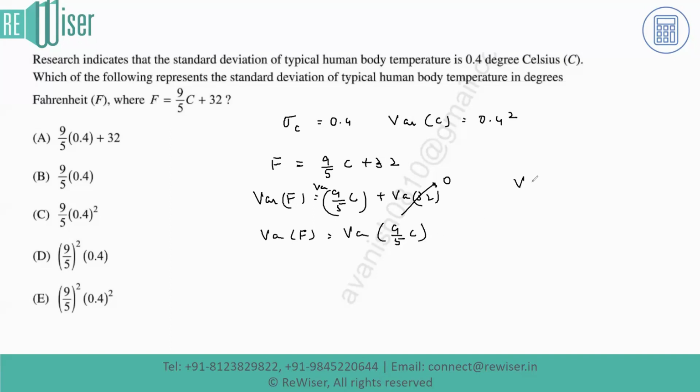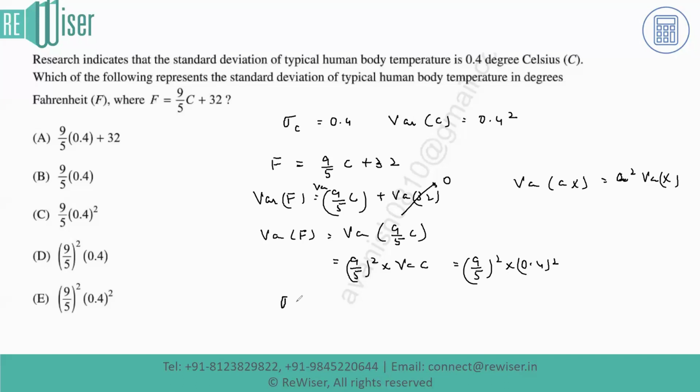We know by the formula that the variance of aX is given as a squared into the variance of X. If I apply this here, I'll get 9 by 5 whole squared into the variance of C. So that is 9 by 5 whole squared into 0.4 whole squared. That's the formula for the variance of F.